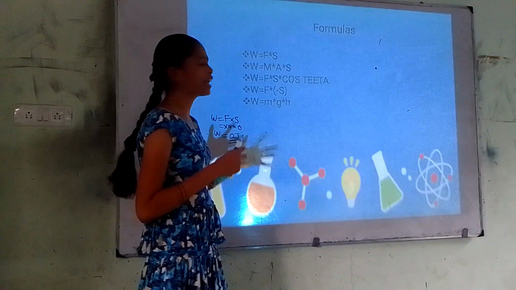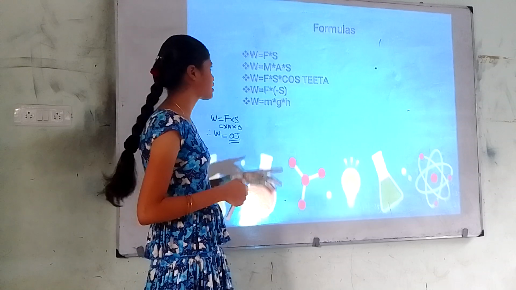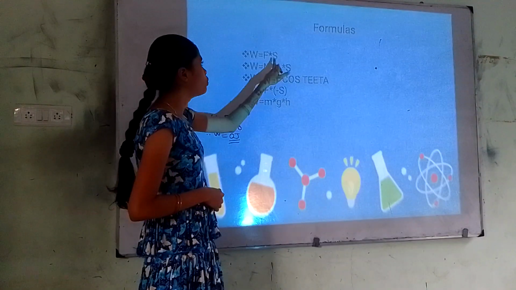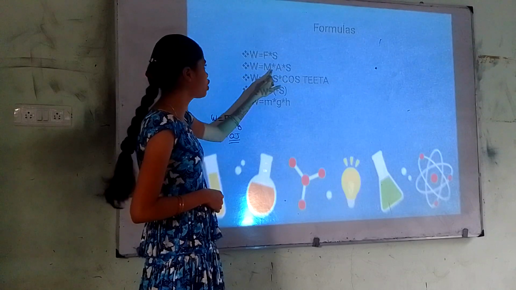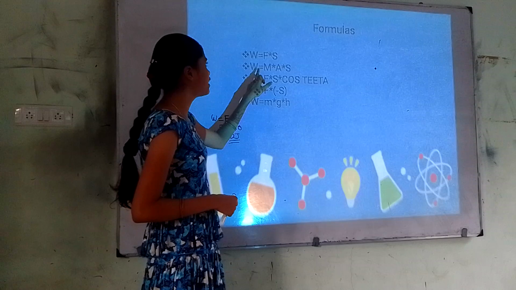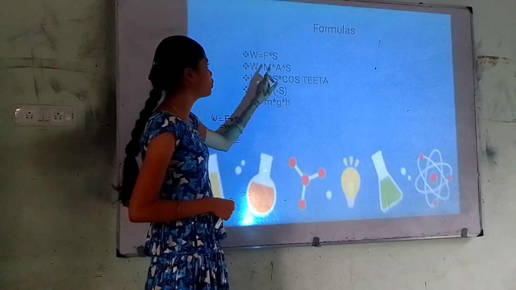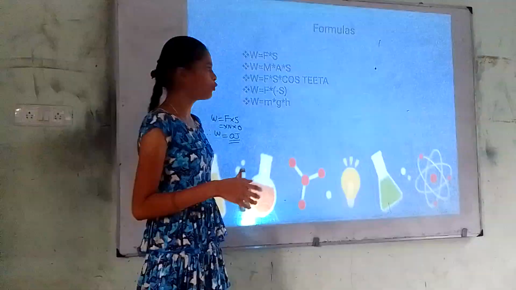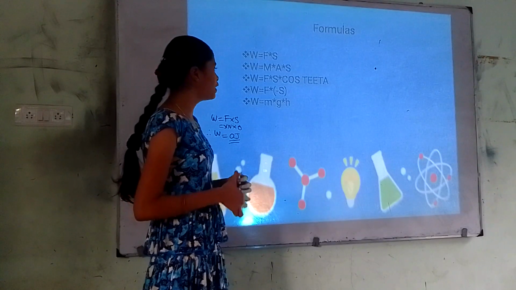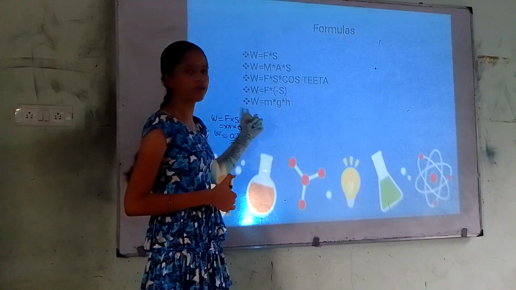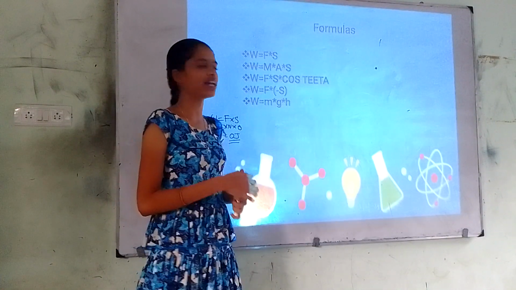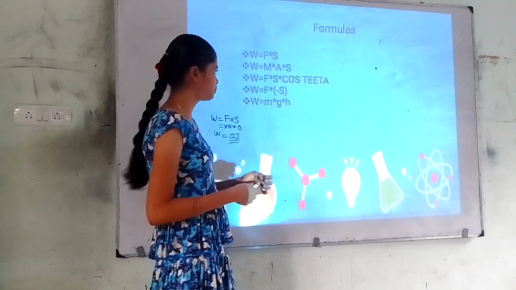Formulas. Work done can be represented with many other formulas. W equal to force into displacement. We can write the force as the product of mass into acceleration according to Newton's second law. So we can derive a formula as W equal to ma into s. Another formula is W equal to Fs into cos theta. W equal to mgs will apply in the situation where the work done is against the gravity.